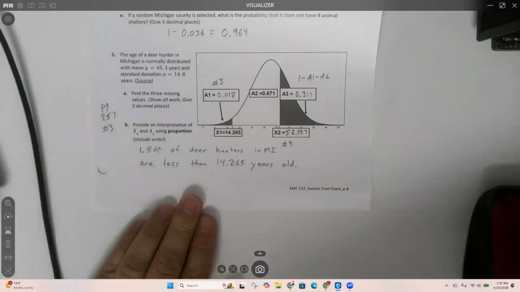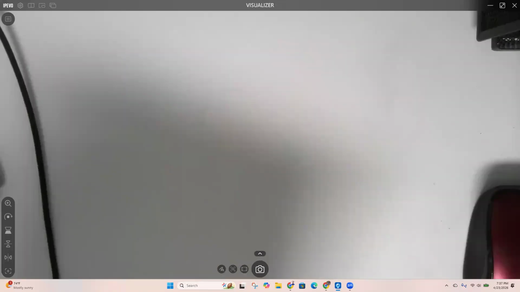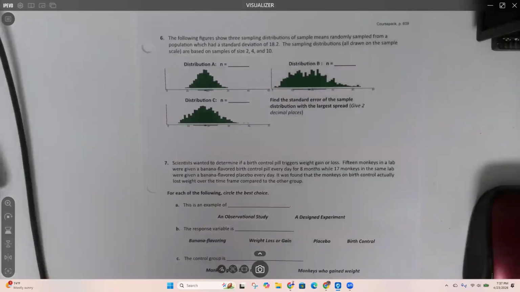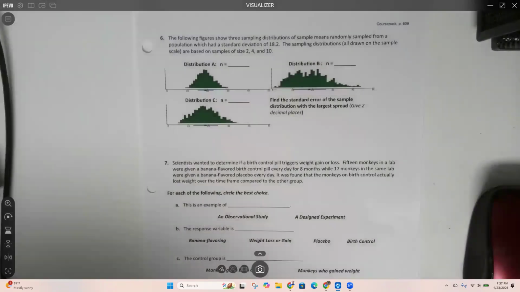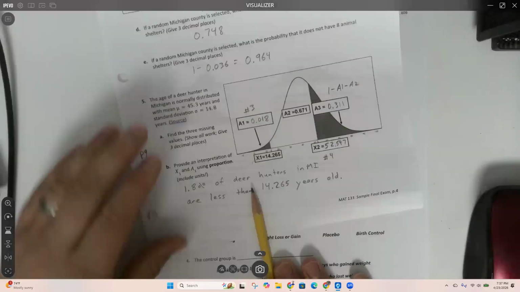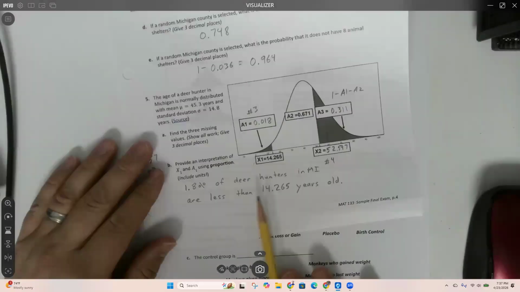All right, we're gonna do one more page and we'll call it a night. Okay. Page 609. The following figures, yeah, so okay, Jalen's got a question for us about this one. This one is not in the exam notes packet, the interpretation here.